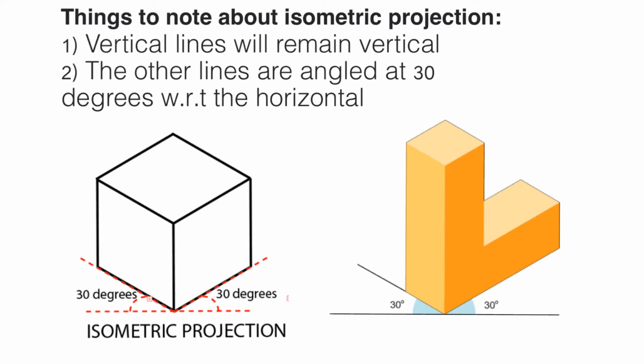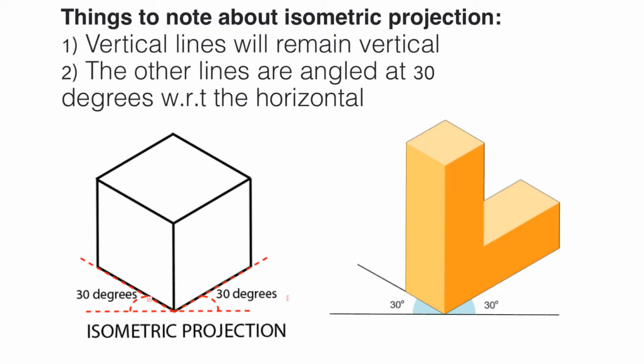Just a quick recap of the things to note about isometric projection. Firstly, what we have learned is to be mindful of the vertical lines. All the vertical lines will remain vertical with respect to the horizontal. And secondly, the other lines will be angled at 30 degrees with respect to the horizontal.